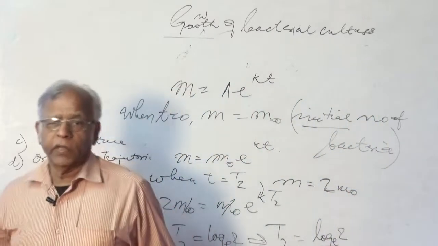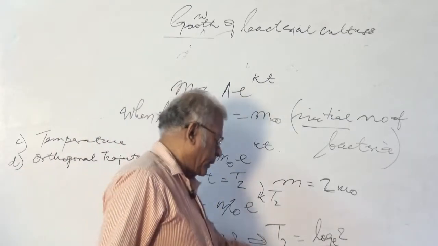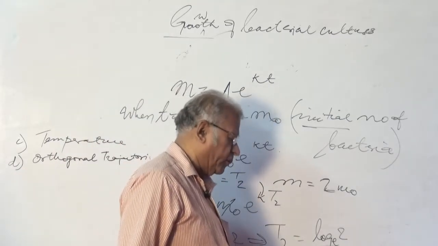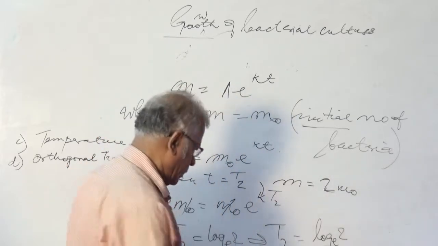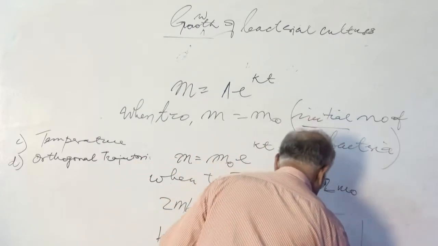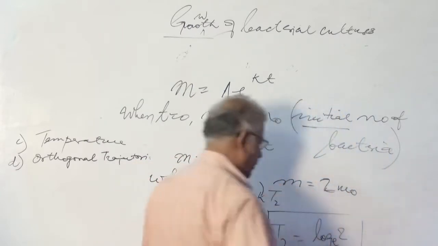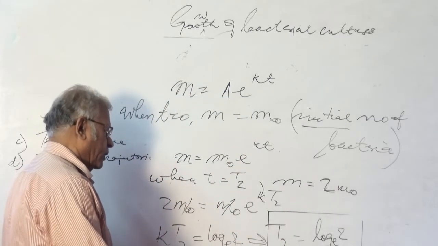As we said before for radioactive materials, the K is reflective of what bacteria we are talking about, and these can be experimentally found. So this is the doubling time, very similar to the half-life of radioactive decay.